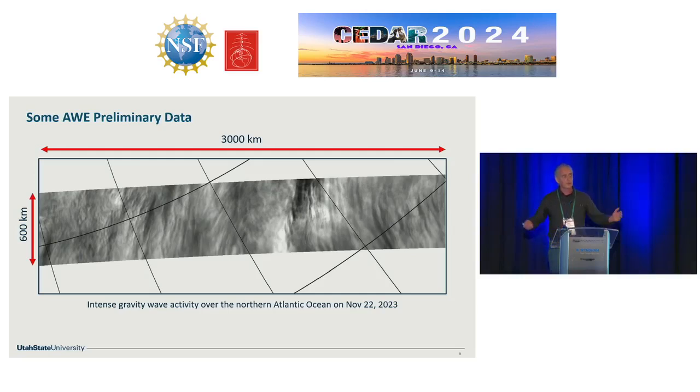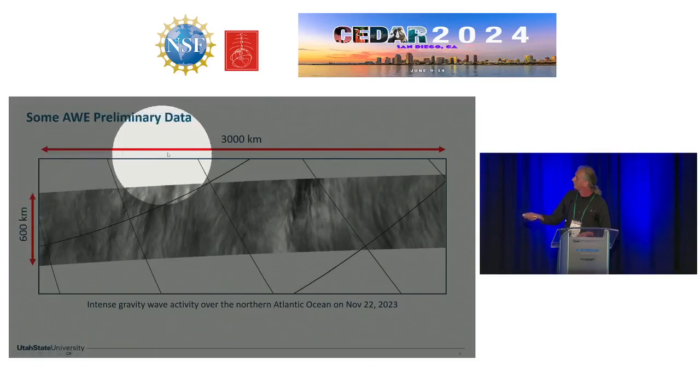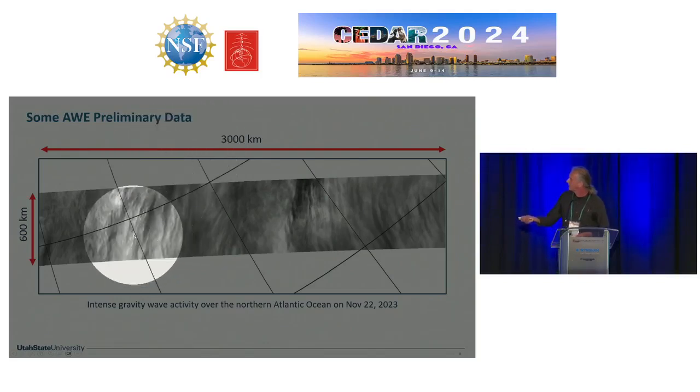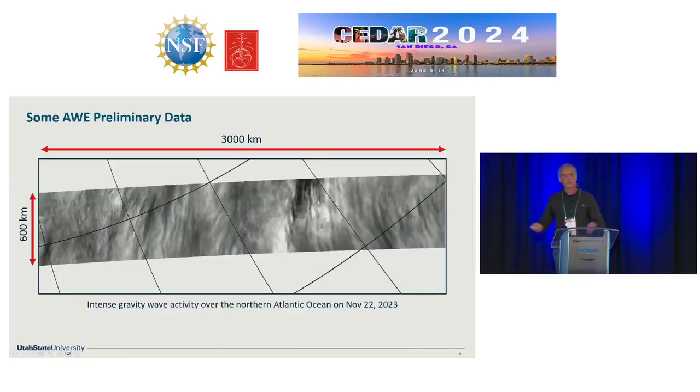These are, in fact, several images stitched together. And you see here a swath 3,000 kilometers in length, 600 kilometers in width, with very active gravity wave activity. This is over the northern Atlantic region on this first day where we looked at the data, one of the first orbits. And you see gravity waves of all scales here. If you look along this, again, 3,000 kilometers, there are scales of 1,000 kilometers, scales of hundreds of kilometers, and scales of tens of kilometers on this image. So this was one of the first orbits.